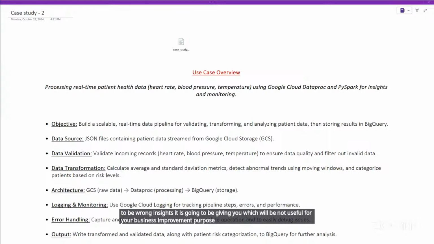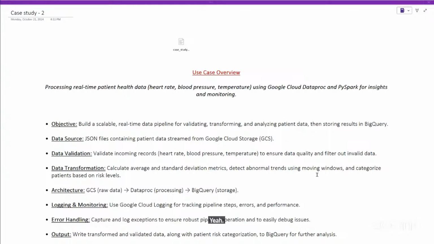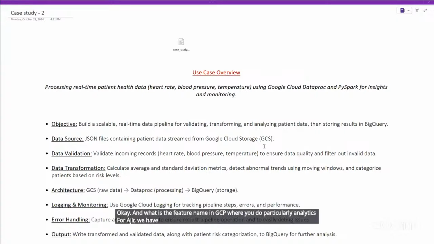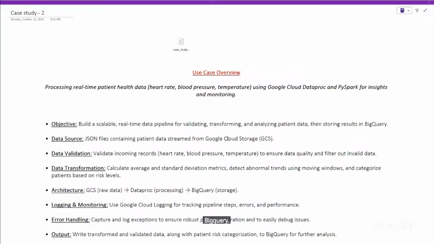What is the feature name in GCP where we do analytics? For Azure, we have Azure Synapse, right? Then BigQuery. BigQuery. Okay, in GCP it's BigQuery.